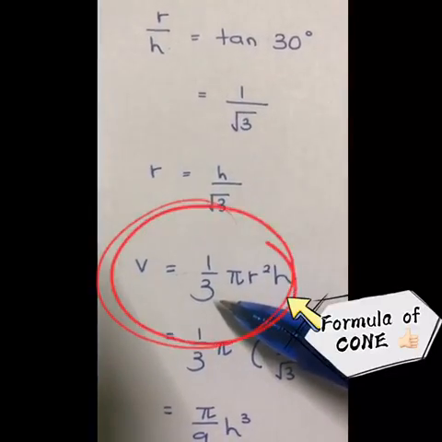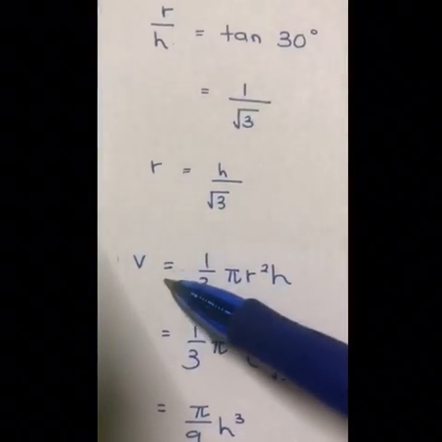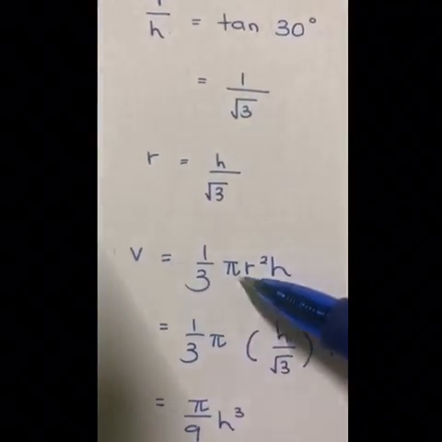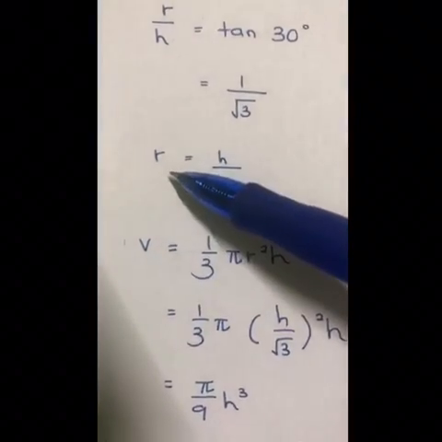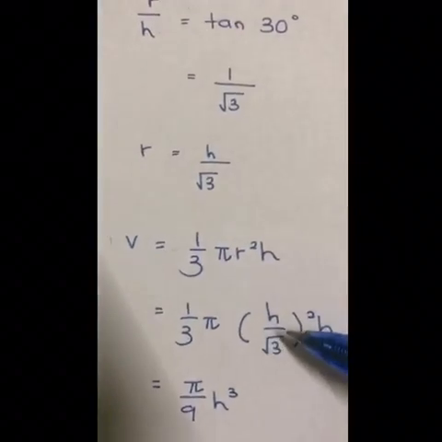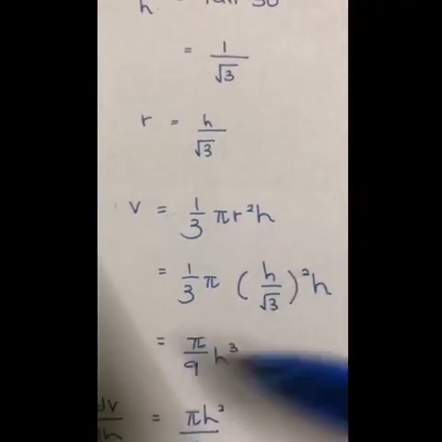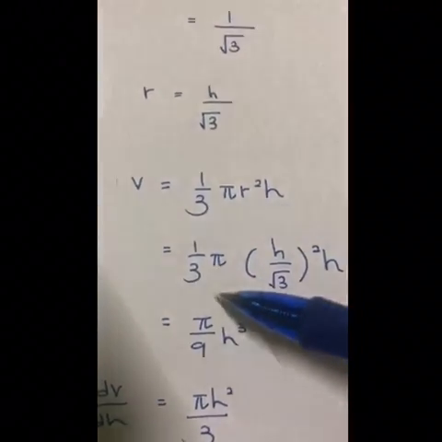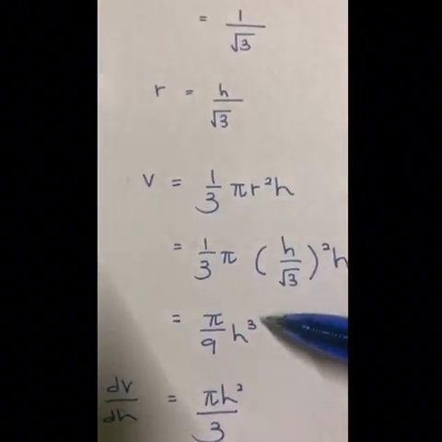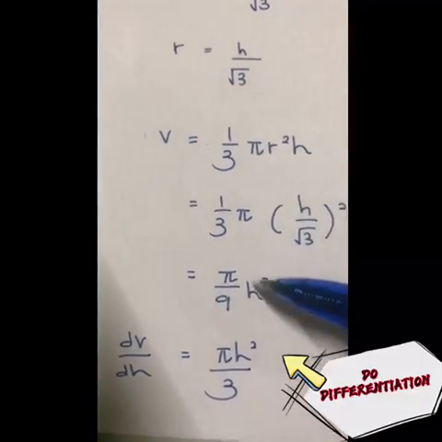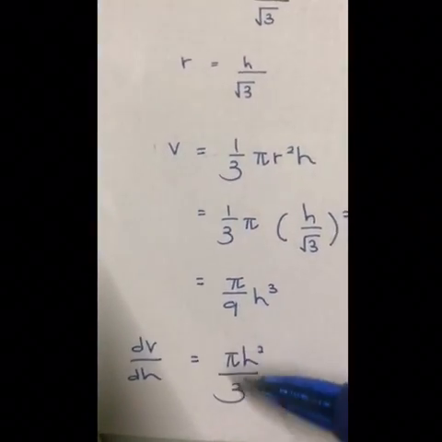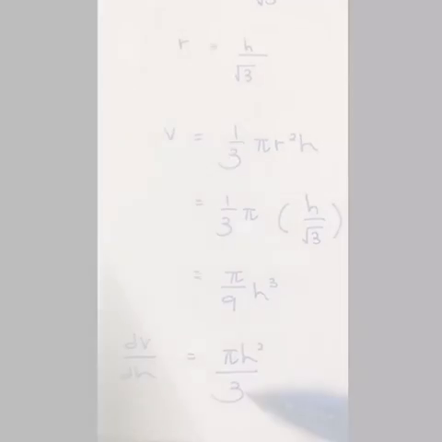As the question asks about the volume of the cone, we use the volume of the cone, where the equation is V equals 1/3 πR²H. We substitute the value of R we got just now into this equation, and we get the answer as πH³/9. We need to differentiate this equation, and we get πH²/3.